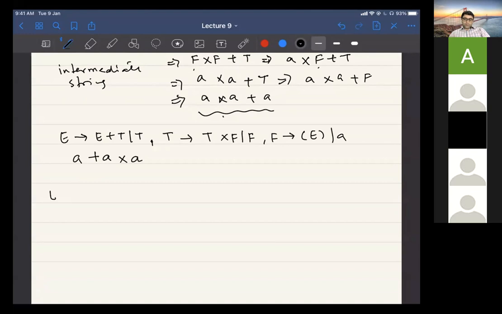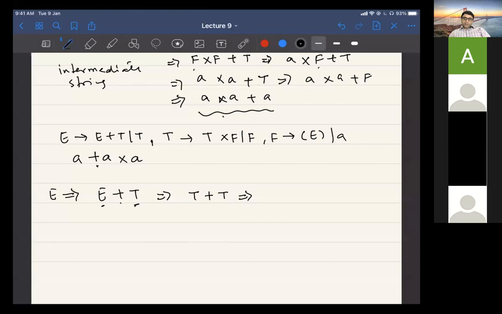Okay. So we start with E. We substitute it with E plus T. So this plus has to be matched with this one. So we would replace this E with just T. This becomes T plus T.